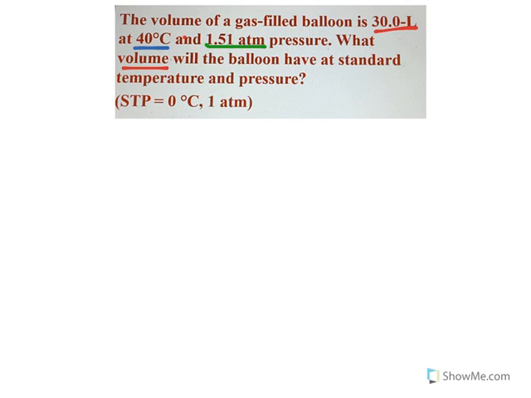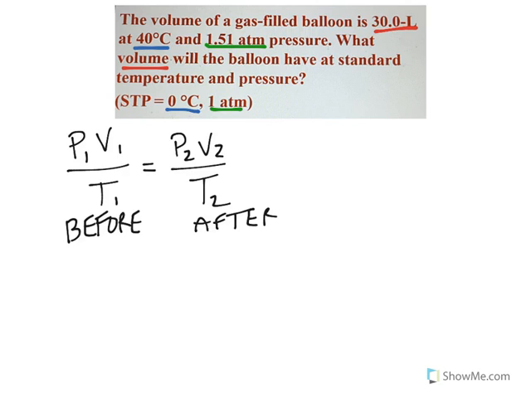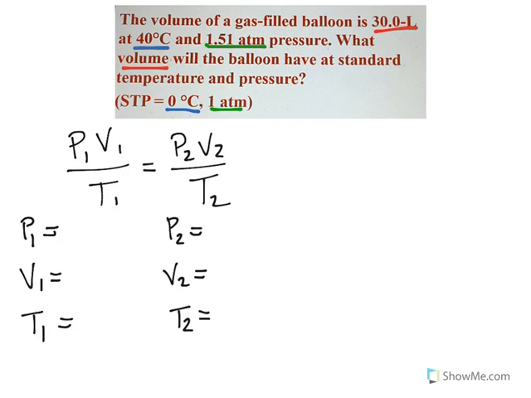We want to find a new volume at standard temperature, which is 0 degrees Celsius, and standard pressure, which is 1 atmosphere. So remember, the combined gas law is P1V1 over T1 equals P2V2 over T2. Remember, the subscripts 1 represent before a change and the subscripts 2 represent after a change. So let's go ahead and write in our values. Our initial pressure is 1.51 atmosphere. Our final pressure is 1.00 atmosphere.